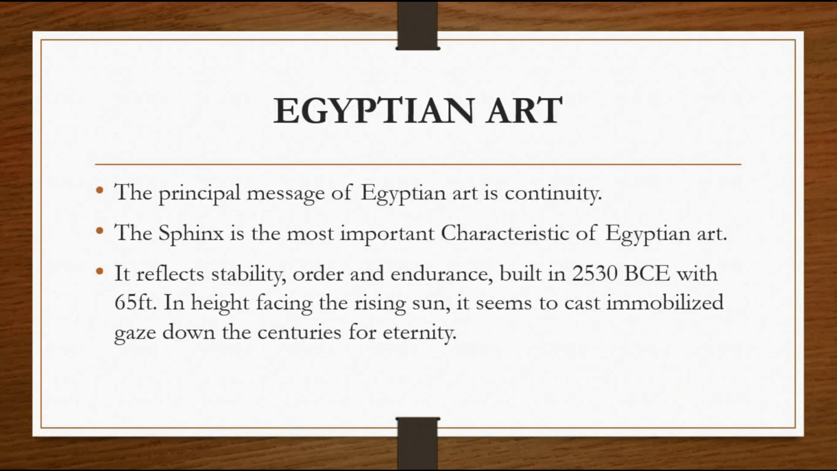The principal message of Egyptian art is continuity. The Sphinx is the most important characteristic of Egyptian art. Then, it reflects stability, order, and endurance. The Sphinx was built in 2500 BCE with 6 feet in height, facing the rising sun. It seems to cast an immobilized gaze down the centuries for eternity.